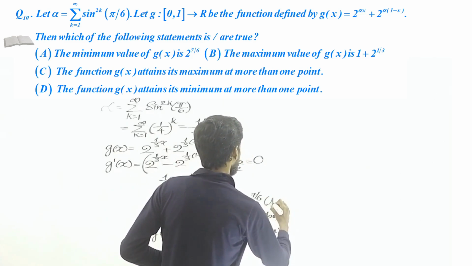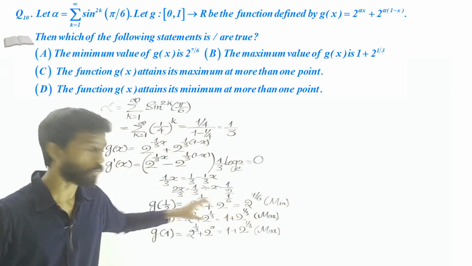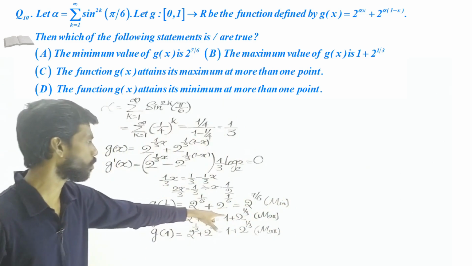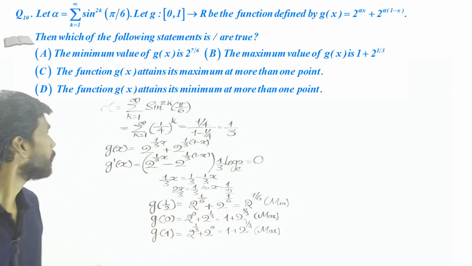So the minimum is at only 1 point, 1 by 2. So this is the minimum value of the function at only 1 point. But the maximum value is 1 plus 2 to the power 1 by 3. But that is attained at 2 points, right? 0 and 1. So this must be the answer.